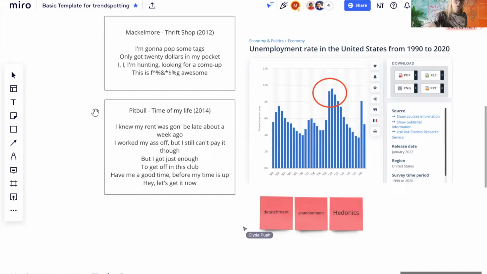So if you just correlate that with the unemployment level in the United States at that same period, you understand that it's the highest it's been in recent history. So what does that tell you, right? So you're clustering that information.